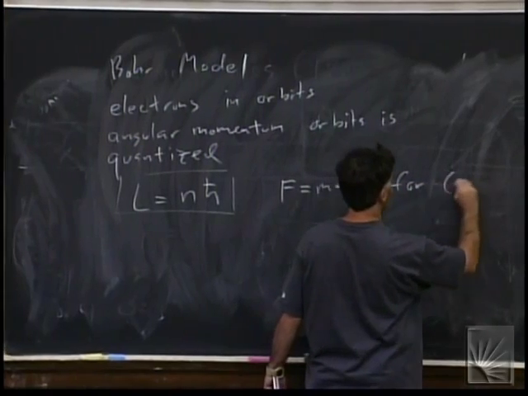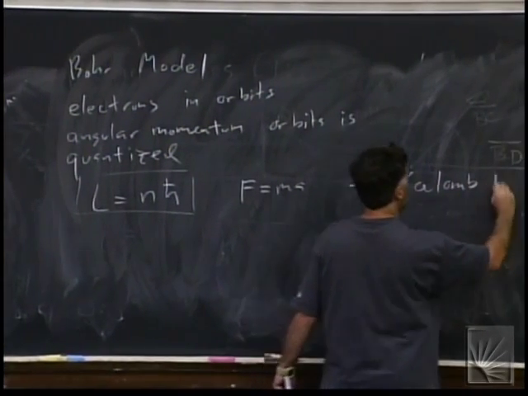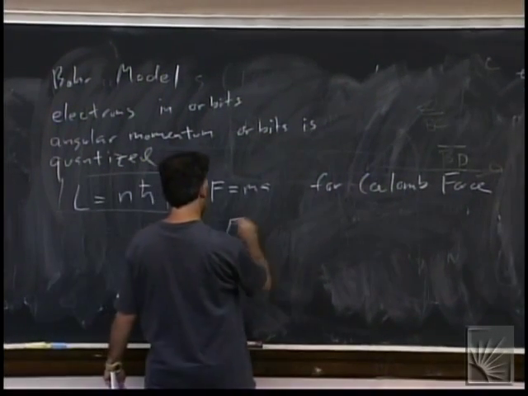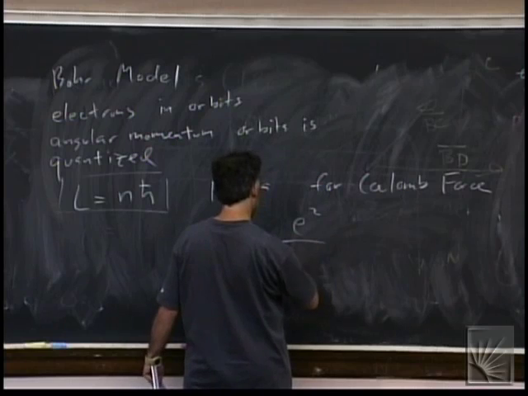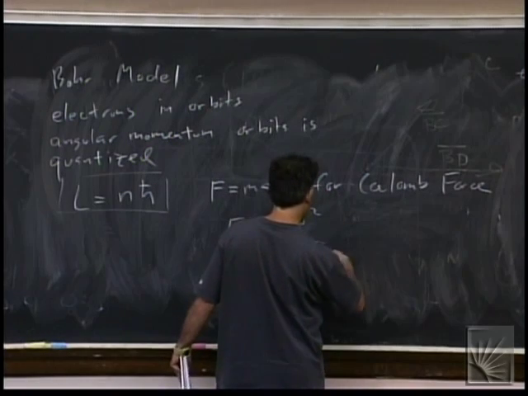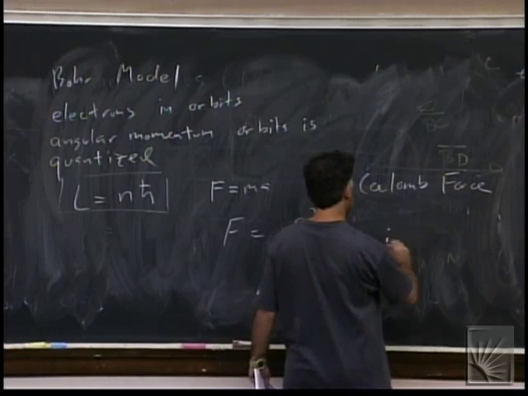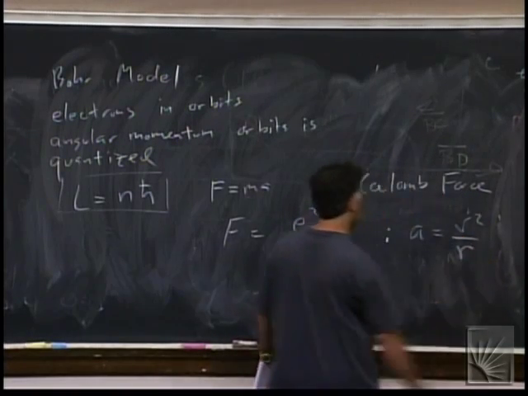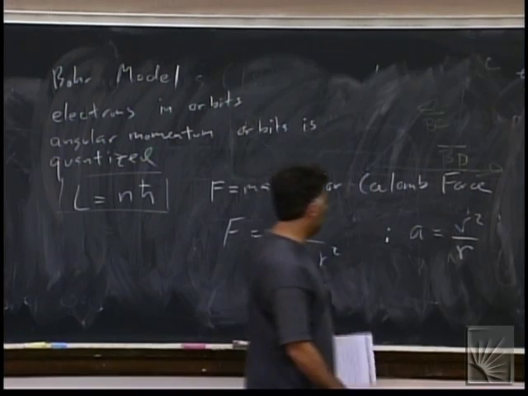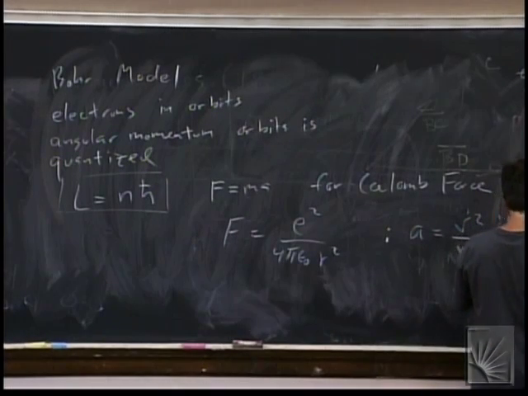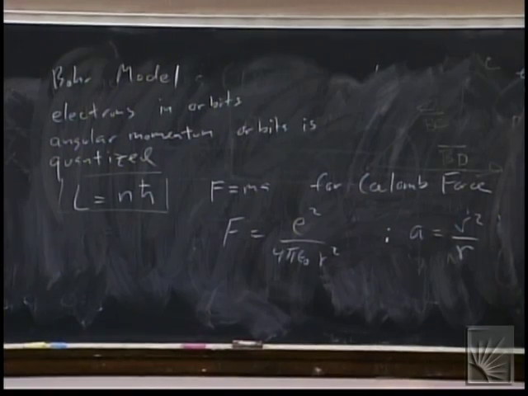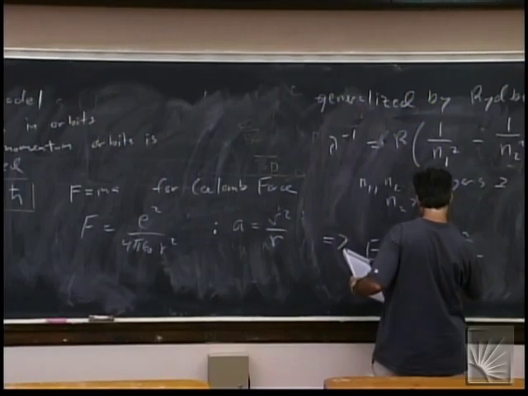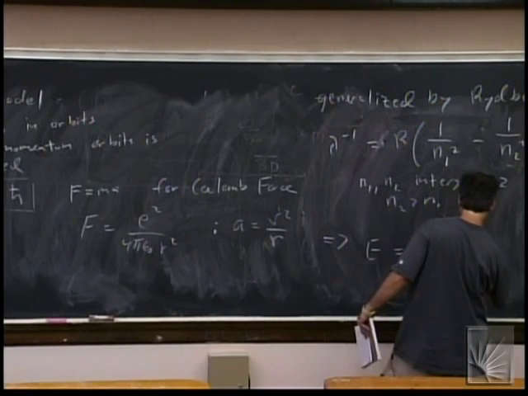So if you apply F equals ma for a Coulomb force, that means our force is equal to e squared over 4 pi epsilon naught r squared. And you use that the acceleration is v squared over r. This will lead you, with a little bit of math, it's easy to do, to the energy in that system being e squared over 8 pi epsilon naught r.